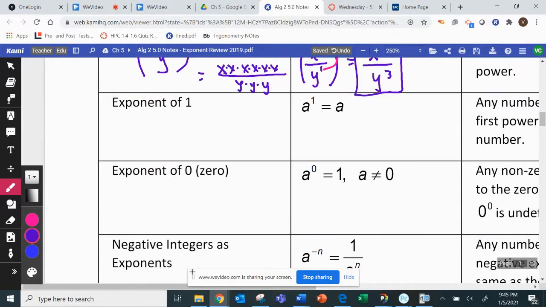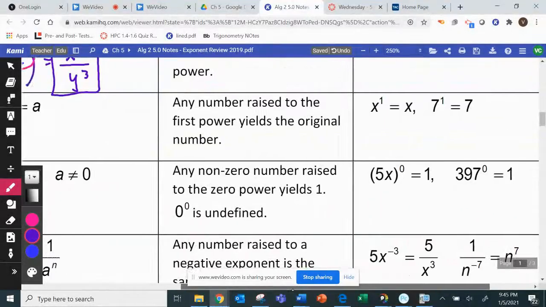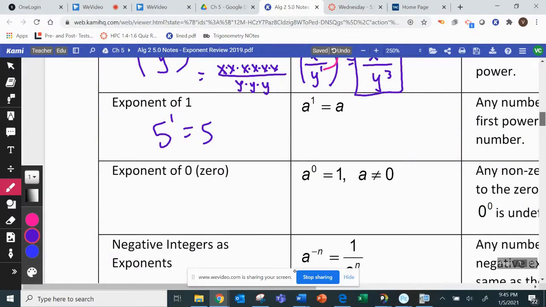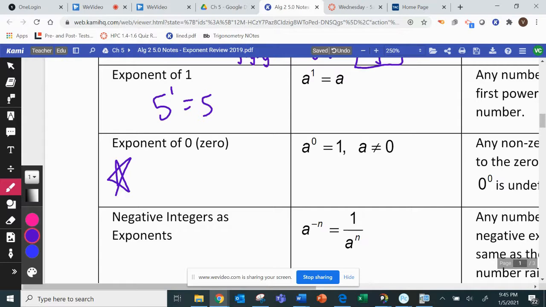Okay, anytime we have an exponent of 1, it just equals that number. So 5 to the first is 5, x to the first is x, 7 to the first is 7. Exponent of 0. This is a very forgotten rule here. Anything to the 0 power is 1. So if I have 492 to the 0 power, that just equals 1. As long as we don't have 0 to the 0. We can't do 0 to the 0 power, but everything else works.